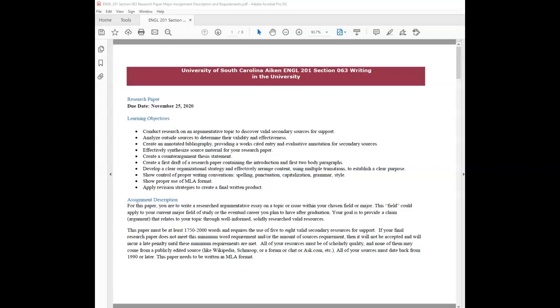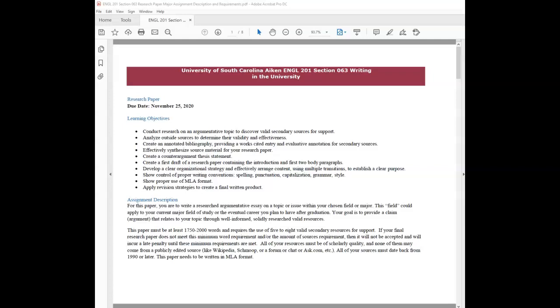And so not only are you limited to scholarly sources for this paper, you're also limited to articles that are no older than 1990. Now, if you come across something that is kind of close to that date, maybe it's 1988 or something, but you feel like it's exactly what you need and there's not anything newer that would be more appropriate, by all means, reach out to your professor and ask him what his opinion is.